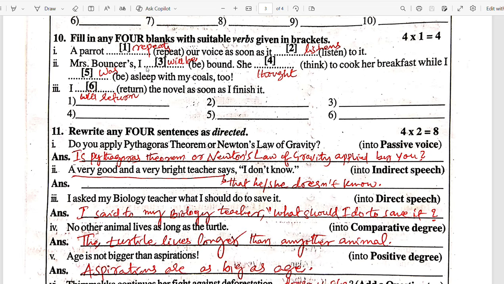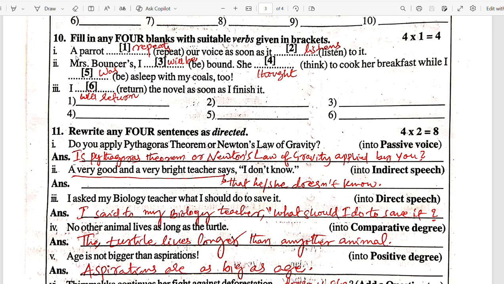Mrs. Bounces and I, Mrs. Bounces, comma, I will be bound. Here see V3 is there. V3 is always preceded by will be bound. She thinks it becomes this thought to cook her breakfast while I was asleep with my cold stew. I will return the novel as soon as I finish it. So whenever I will, the novel as soon as I finish, that he has not yet finished it. That's why I say I will return the novel as soon as I finish it.